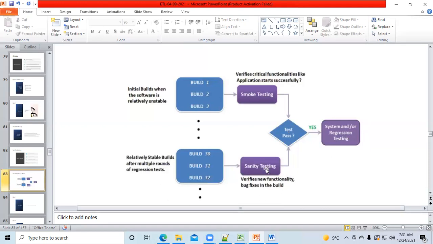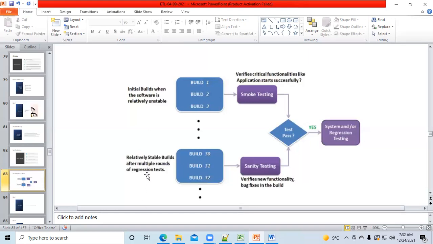Similarly, what happens in sanity testing? You do this with relatively stable builds after multiple rounds of regression tests. Please pay attention to these two comments. Here I have mentioned initial builds, when the software is relatively unstable. Initial build means the developer has given you a particular functionality that is ready to start testing. But here I have mentioned relatively stable build.